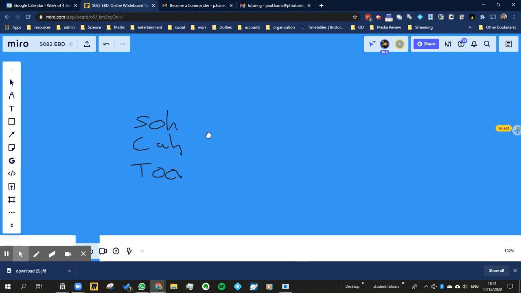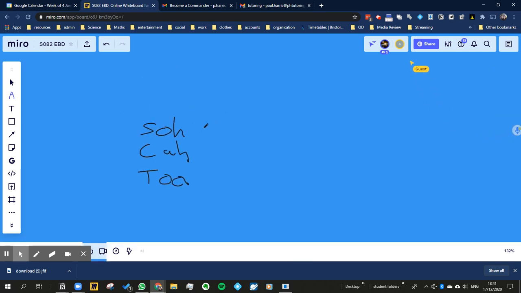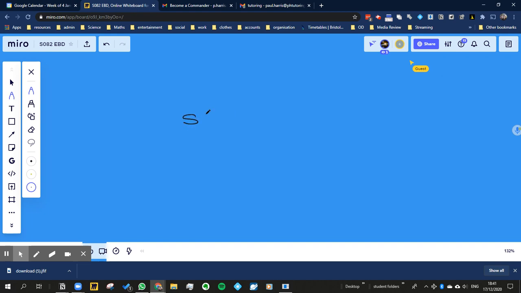So if you write it with the middle letter raised up, like this. That's very messy, so I'm going to just write that again. So you write SOH and CAH and TOA. The reason why you do that is because these now form a formula triangle.